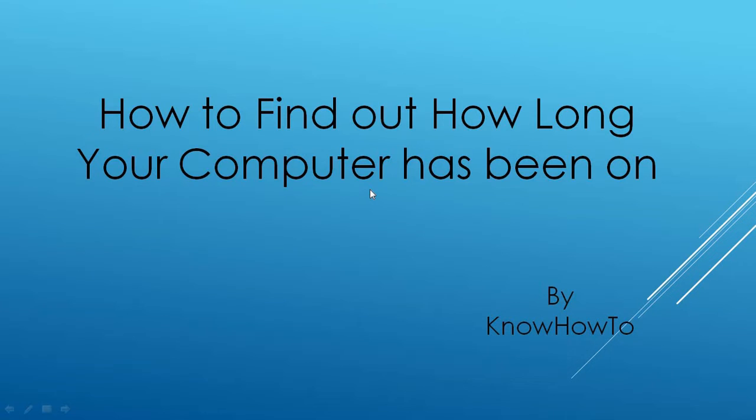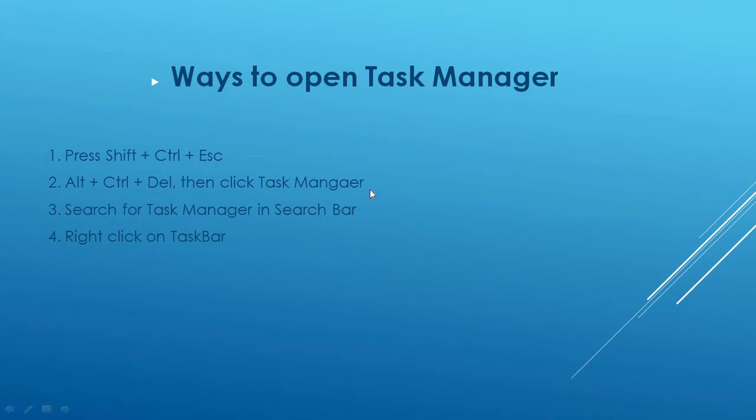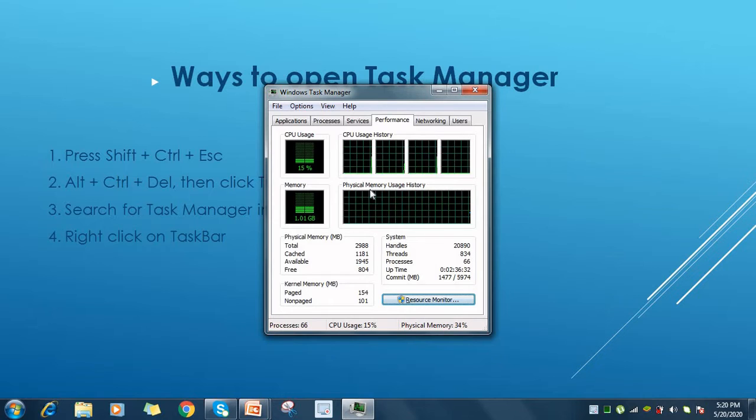Here you can see there is a software known as Task Manager, through which we have to find out how much time it has been on. There are many ways to open Task Manager. For example, the first way is to press Control plus Shift plus Escape. On the left side of your keyboard there is Control, Shift and Escape. I am pressing them down, and it will open this Windows Task Manager.